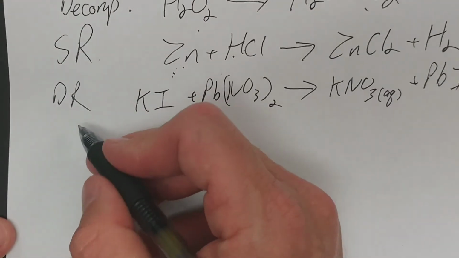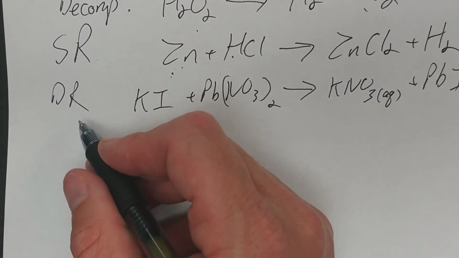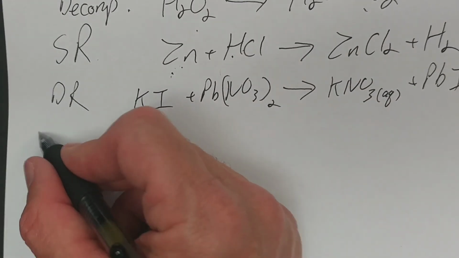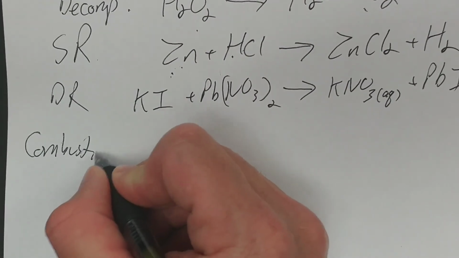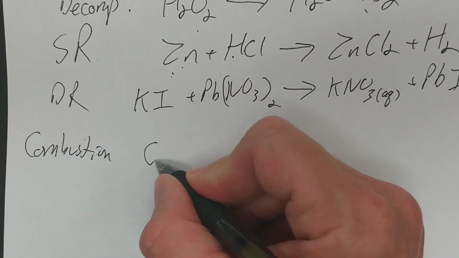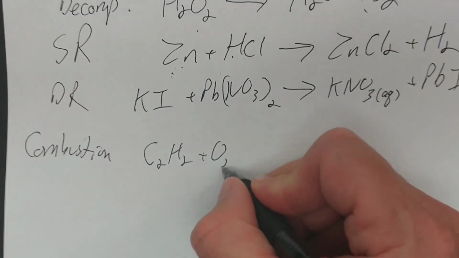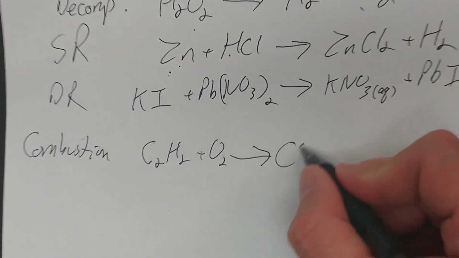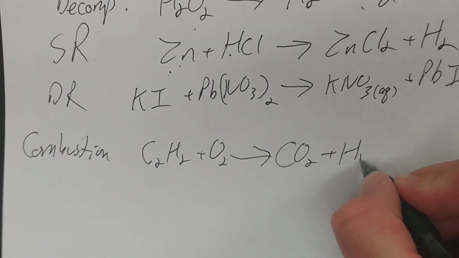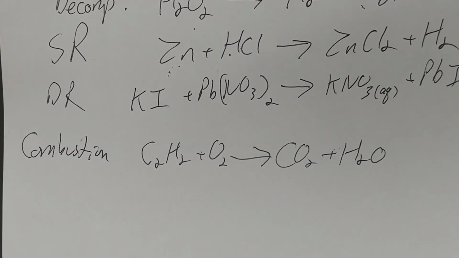At that time, we talked about one organic reaction, but we didn't label it as such. Combustion: a hydrocarbon burns in the presence of oxygen to make CO2 and H2O, also unbalanced.